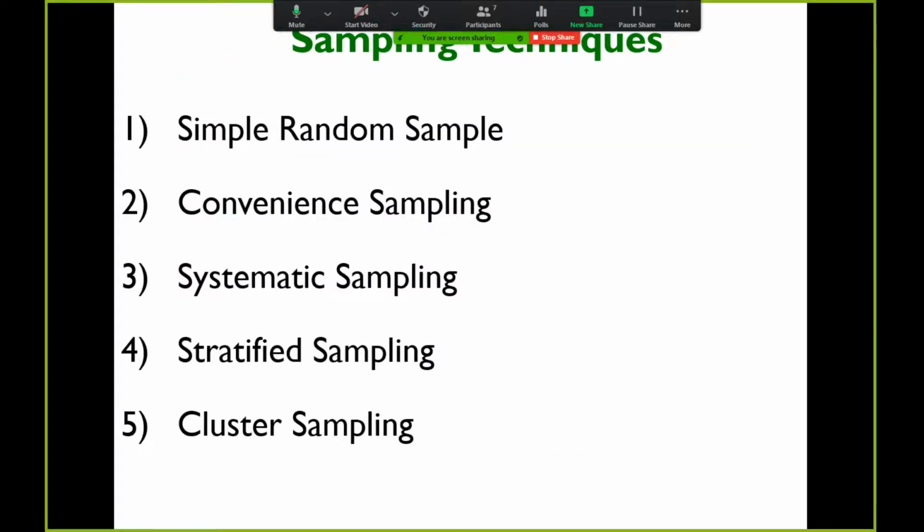All right, so this stuff you've got to know. Sampling technique is on the homework. It's also going to be on the tests. A big part of the test is going to be on you knowing these 5 different sampling techniques.